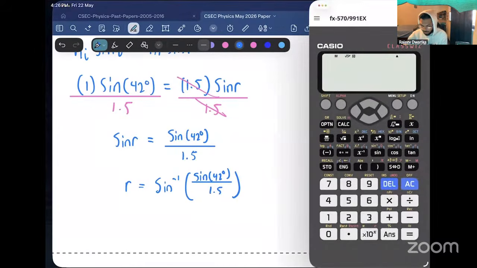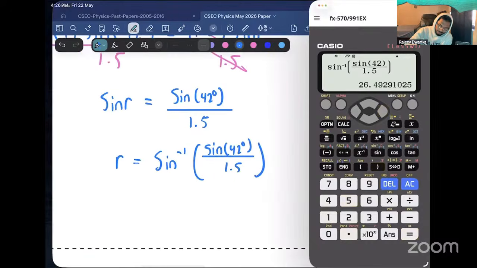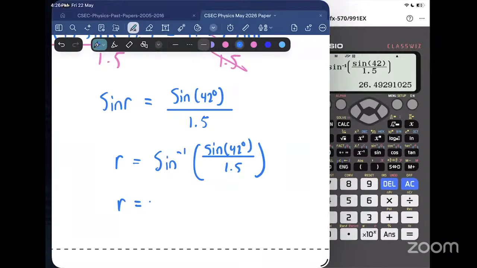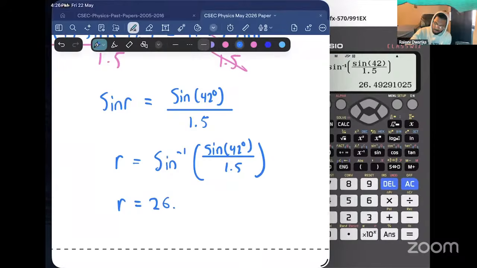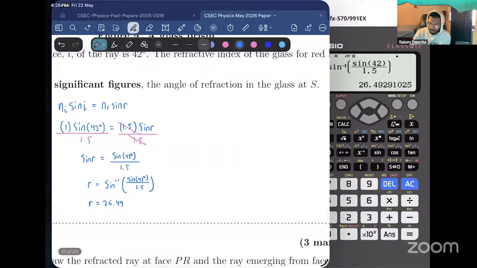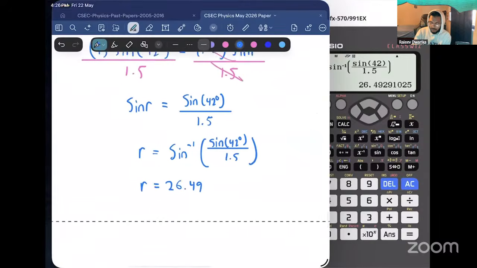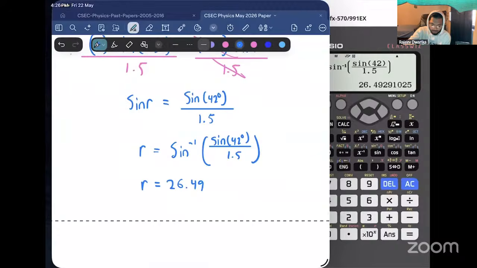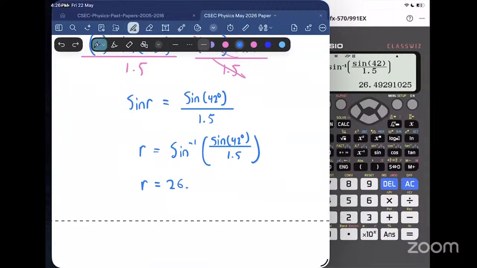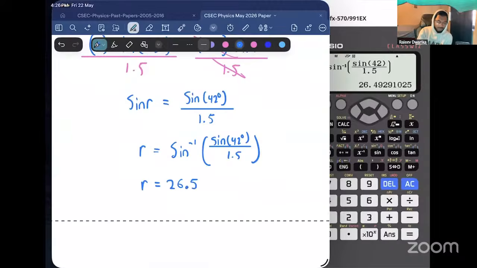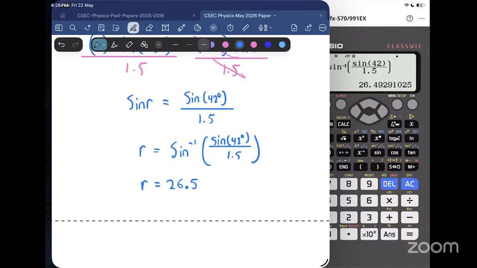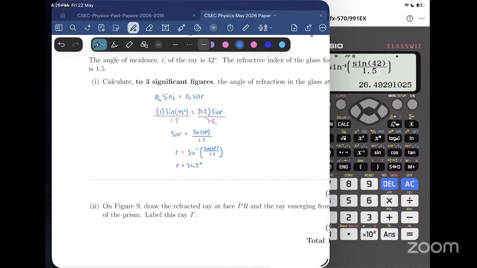Let's do that quickly. So sine inverse, sine 42. Advanced people, make sure you calculate in degrees, please. Let me know if I get that. 26.49. They said 3 significant figures, so it'll be 26.5. 26.5 what? Degrees. Right, everybody get that? Yes, sir.